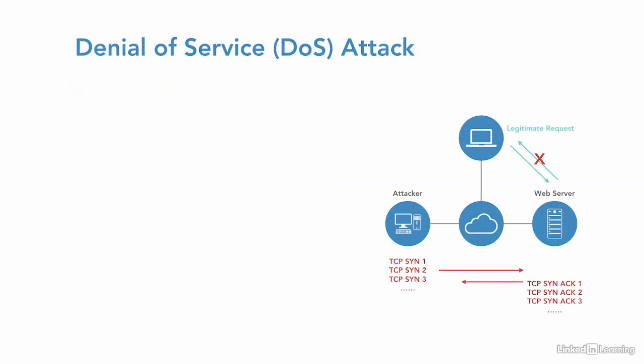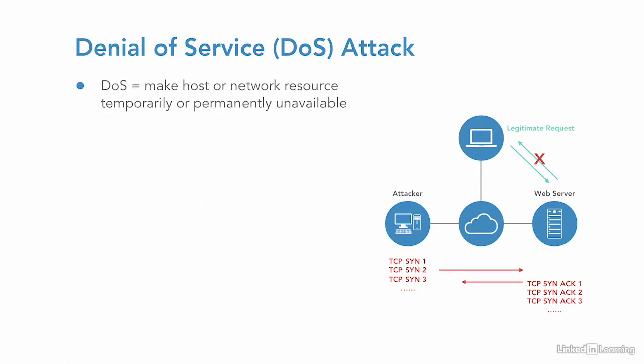Another attack type is a denial of service, or DOS. A DOS attack is one in which an attacker seeks to make a machine or network resource unavailable to its intended users by temporarily or indefinitely disrupting services.